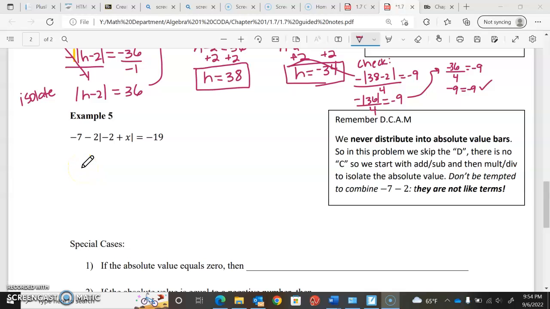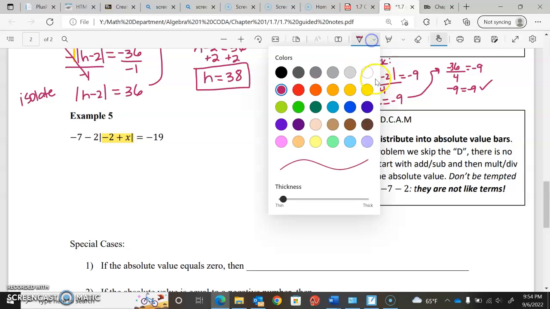All right, let's look at example 5. Now this one is tricky. We've got to be very careful and take our time because we have a few steps that we have to do. So first thing to always remember is we're trying to isolate the absolute value. So we want to get just the absolute value of -2 plus x by itself first. Okay, then we break it into the two different cases.